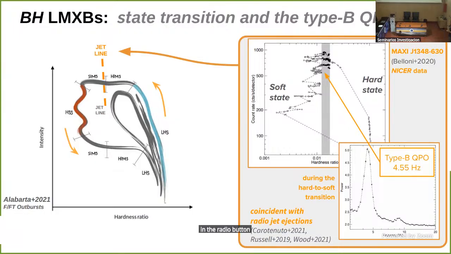And when the source transitions to the soft state, we find that in the soft state there is no compact jet, but before this happens, there are ejections of relativistic blobs, which we call the ballistic jet or the relativistic jet, which, instead of being optically thick emission, is optically thin.